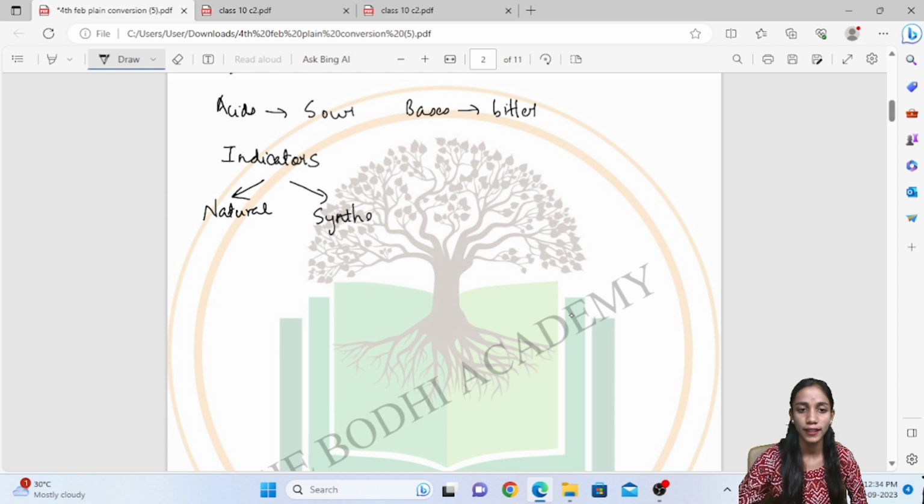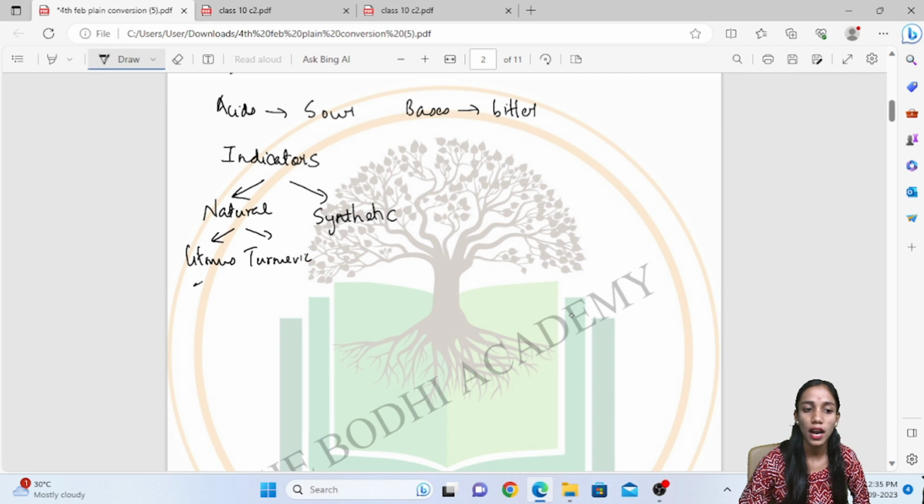Now what are natural indicators? Natural indicators are the ones which are naturally found, and we can directly use them. Some can be used directly, whereas some are used after impregnating them on another material. Among the natural indicators, two examples we know are litmus and turmeric. Among the litmus papers, the well-known ones are the red litmus paper and the blue litmus paper.